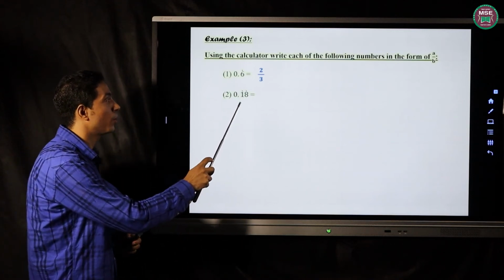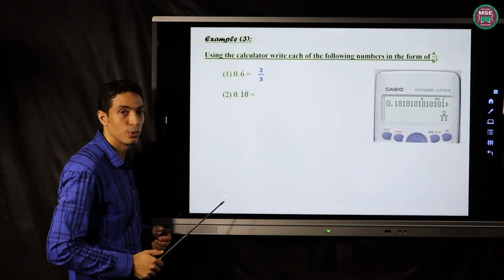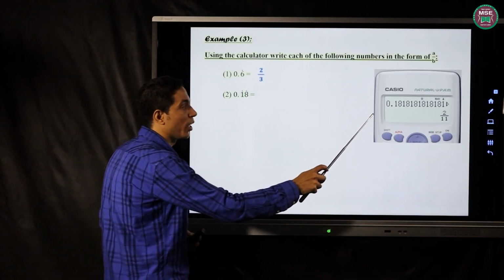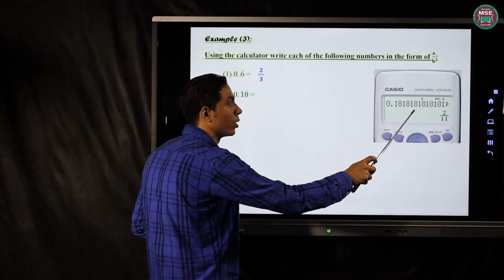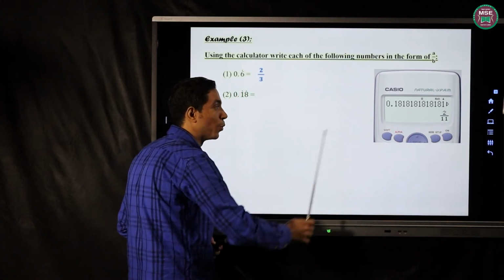Number 2, 0.18 with a dot above the number 1 and also above the number 8. Then it will equal 0.18181818 and so on, and pressing equal on the calculator will give 2 over 11.